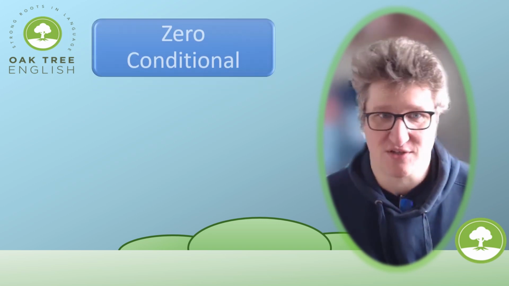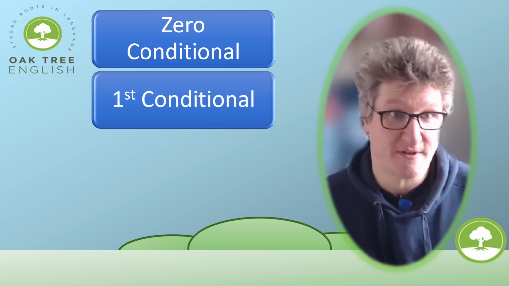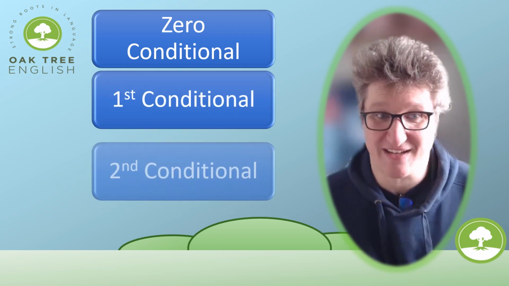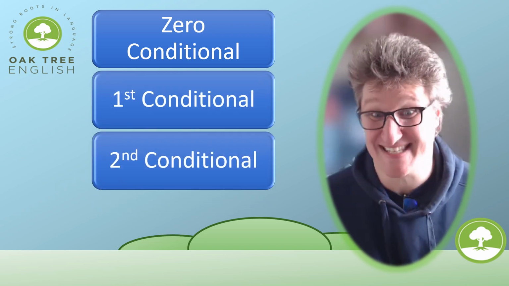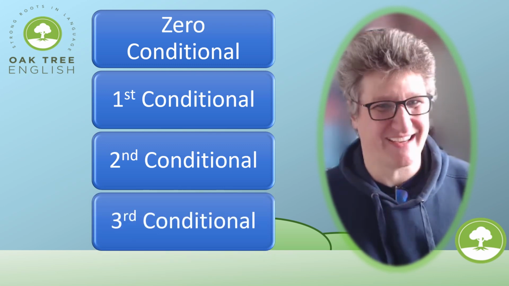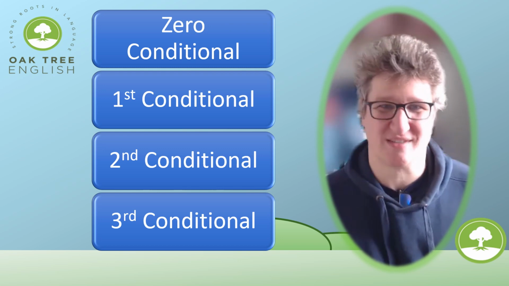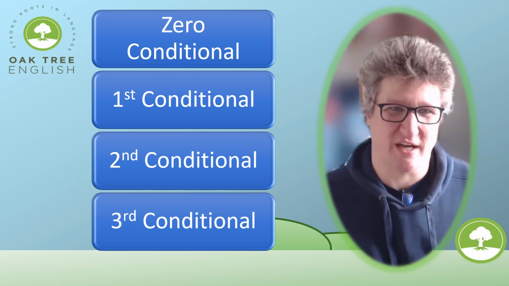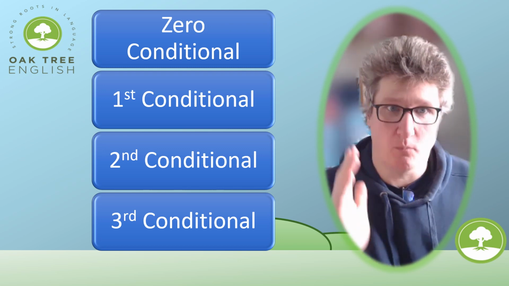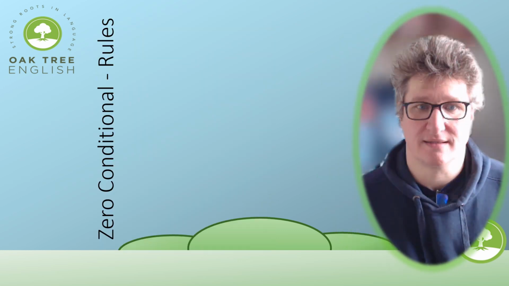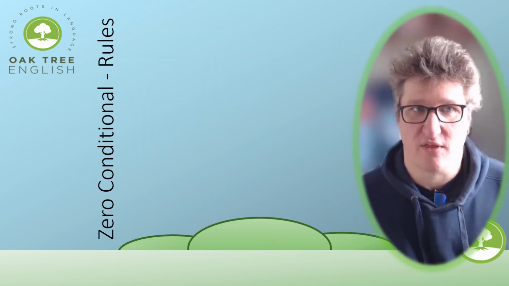There are four main forms which we're going to think about in this video, and they're given the imaginative titles: zero conditional, first conditional, second conditional, and, can you guess? That's right, third conditional. Now, mixed and imperative conditionals also exist, but that's for another video. Let's take these four one at a time, starting with the zero conditional.